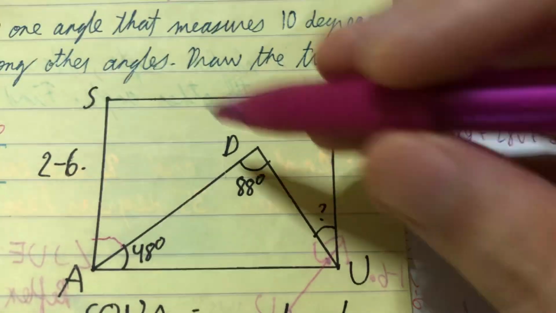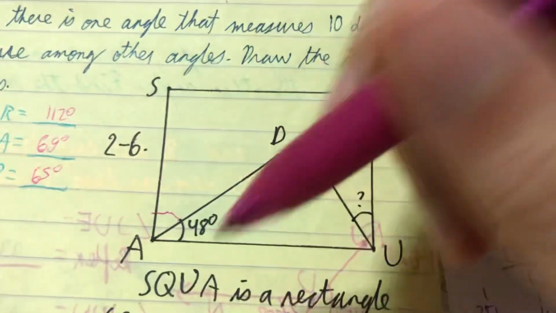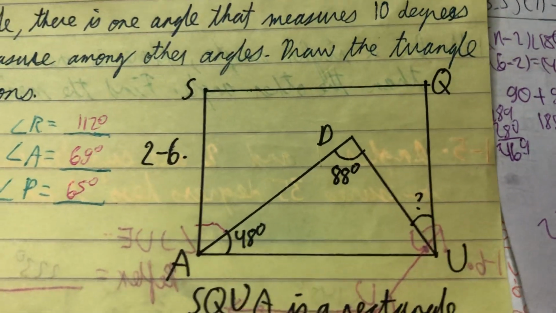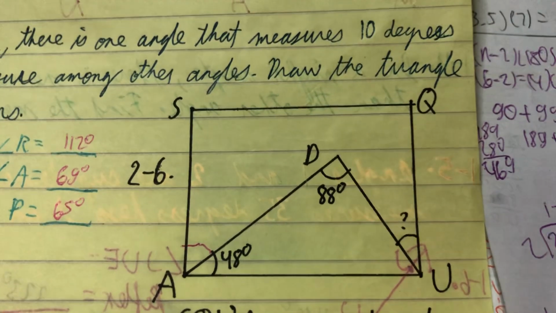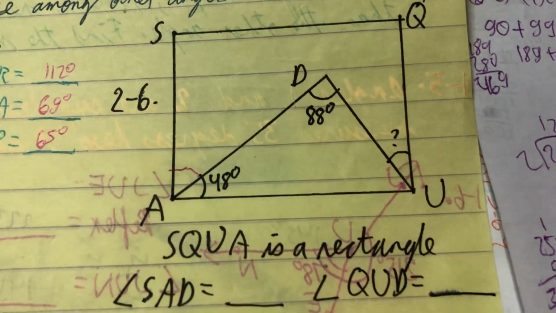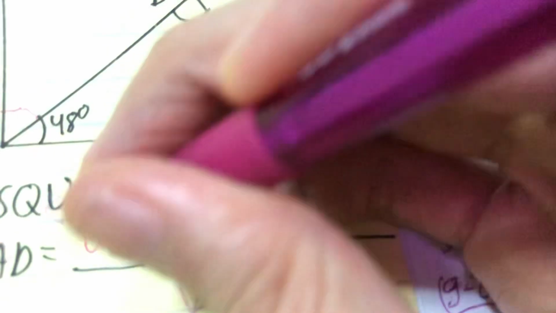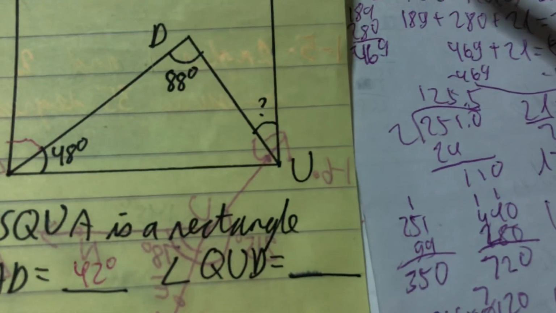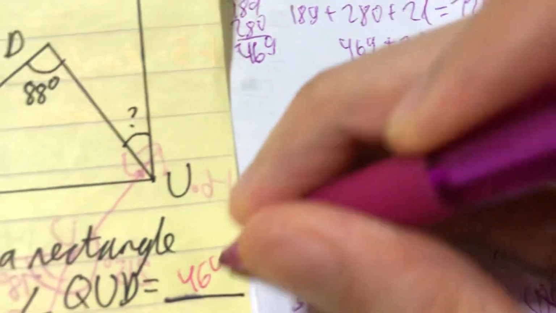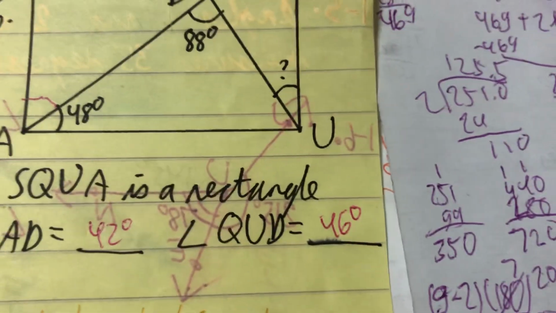And we know that every angle here is a right angle since it's a rectangle. We can apply the complementary angle concept. That's still easy. So 90 minus 48. 90 minus 48 gives you 42 degrees. So angle SAD is 42 degrees. And angle QUD, 90 minus 44 equals 46. Very easy. Okay?